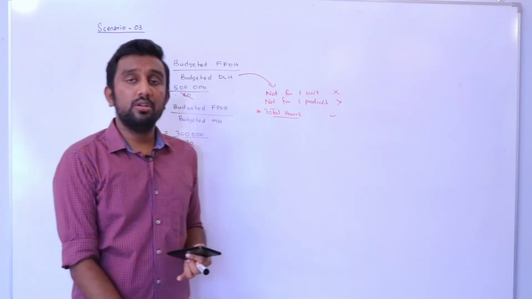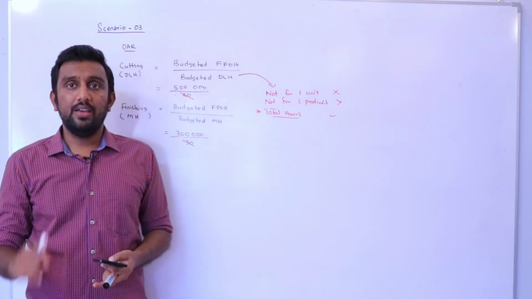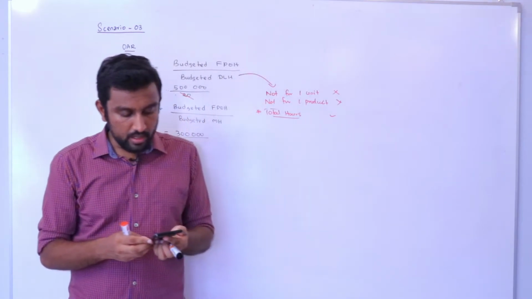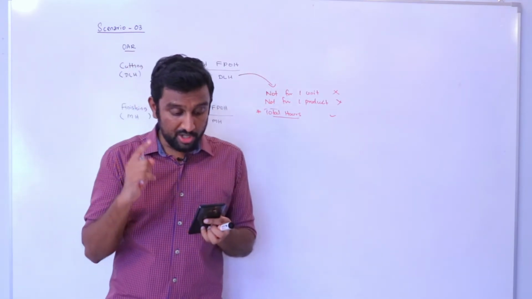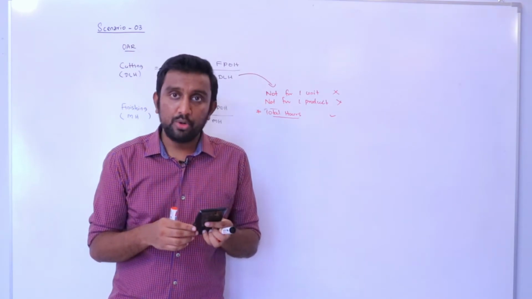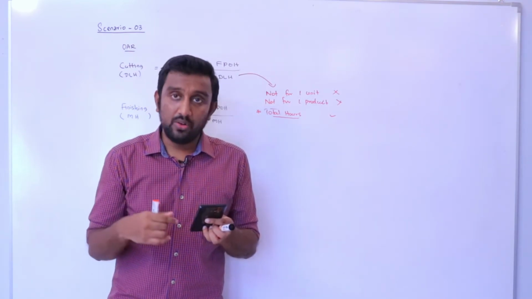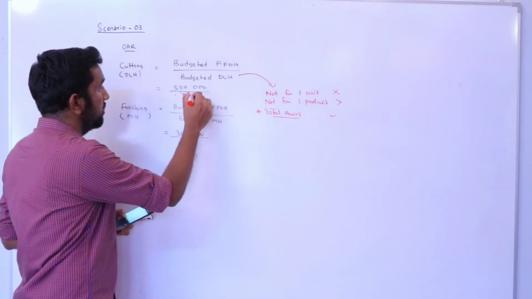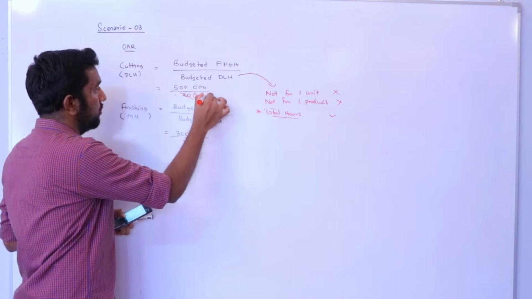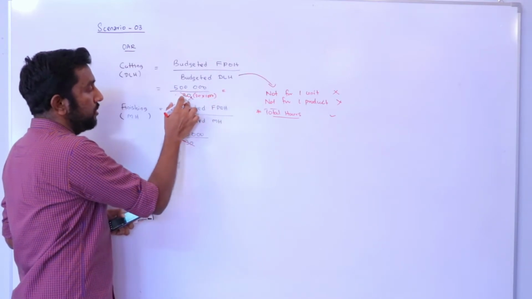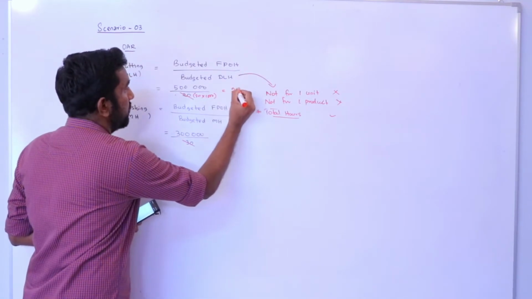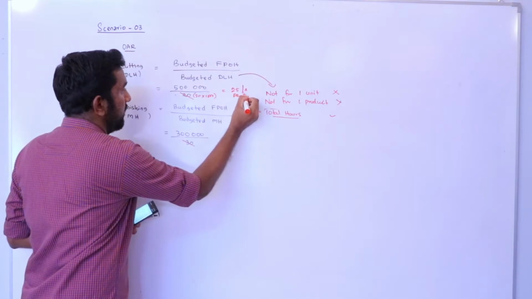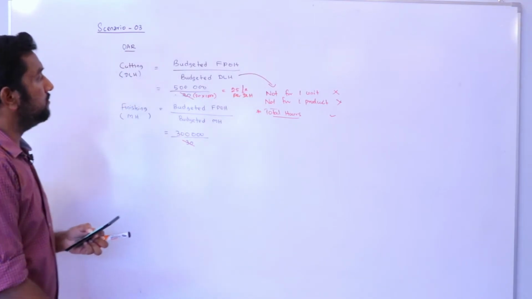I need to find the total hours, right? Here we have only one product, 20 hours per unit, and I am producing 1000 units. That is also given. So how much is this? 20 into 1000, 20,000. If I divide that, I'll get 25 rupees per direct labor hour.